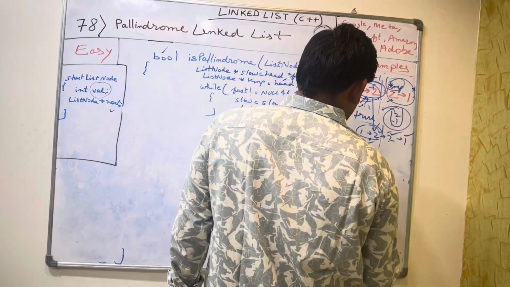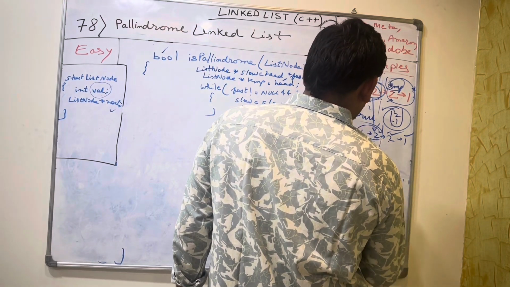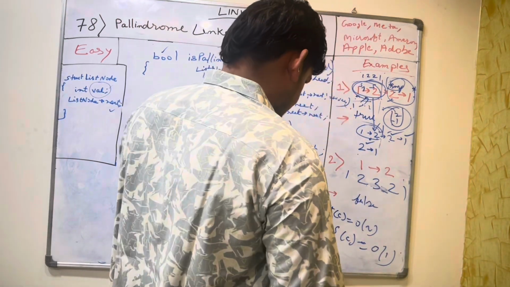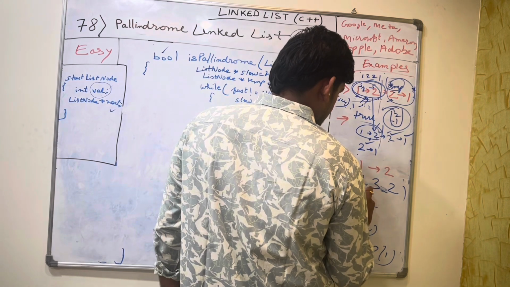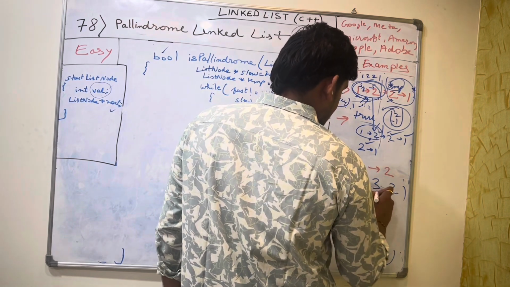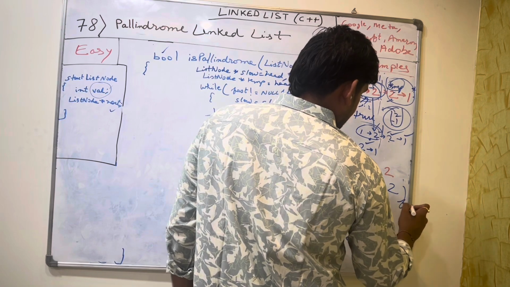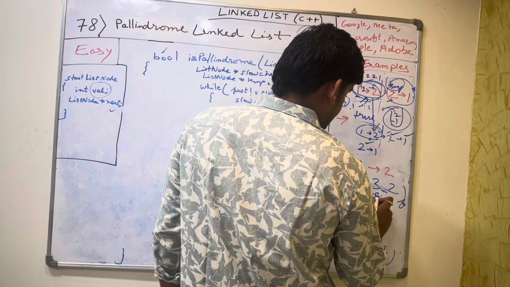If the number was say 1, 2, 3, 2, 1, this is a palindrome. So slow was here, fast was here. Slow would be here, fast would be here. Then slow would be here, fast would be here. Then fast's next is null, fast is not null, right?